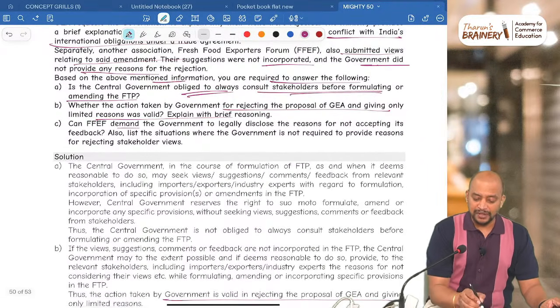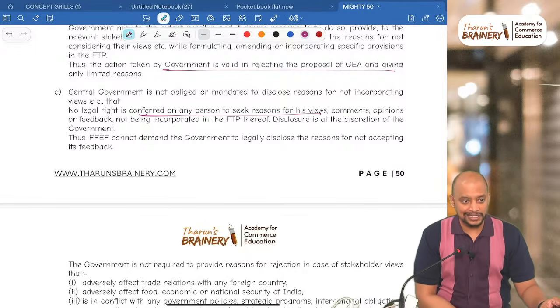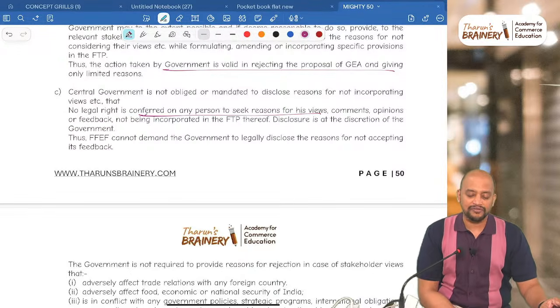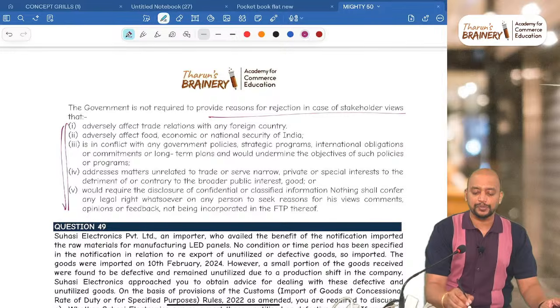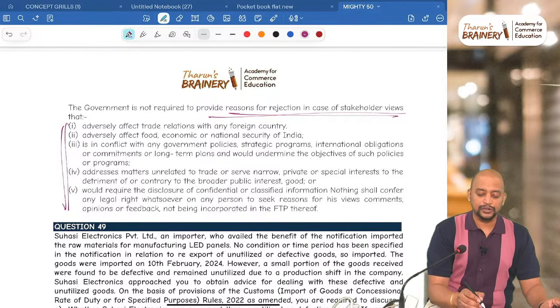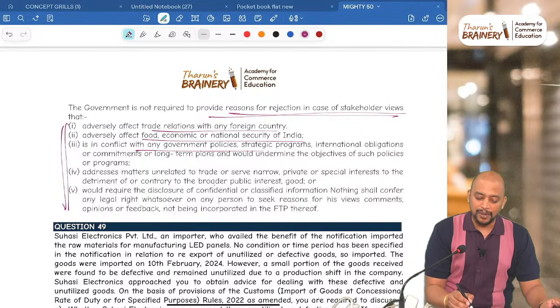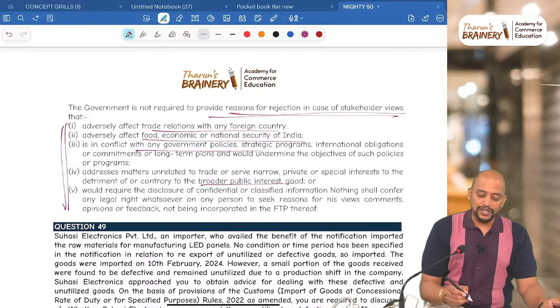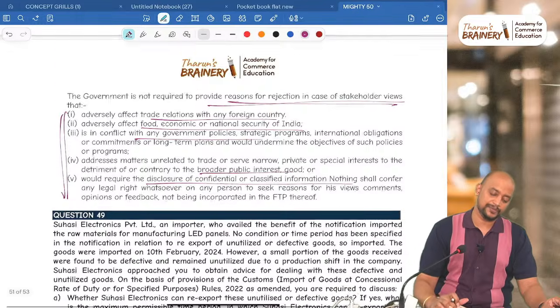Can FEF demand government to legally disclose the reasons for not accepting its feedback? No. No legal right is conferred on them, and they cannot file any case or litigation against them stating that they have to disclose the reason. And these are the cases where government is not required to provide the reasons for rejection. It is going to affect the trade relation, affect the food, economic and national security, conflict with government policies, or like any broader public interest, would require the disclosure of confidential or classified information, all those things.